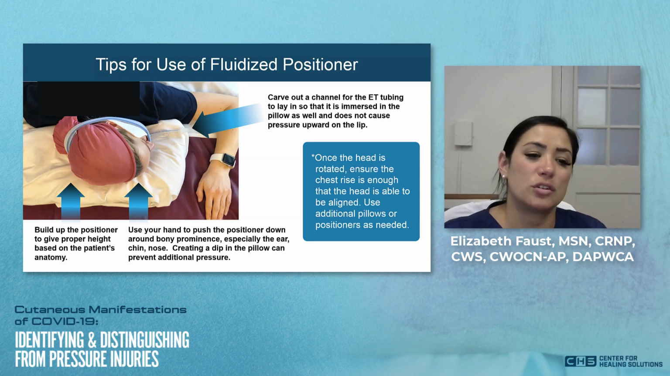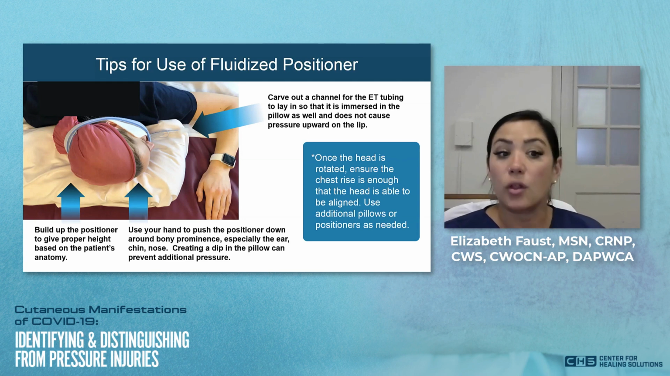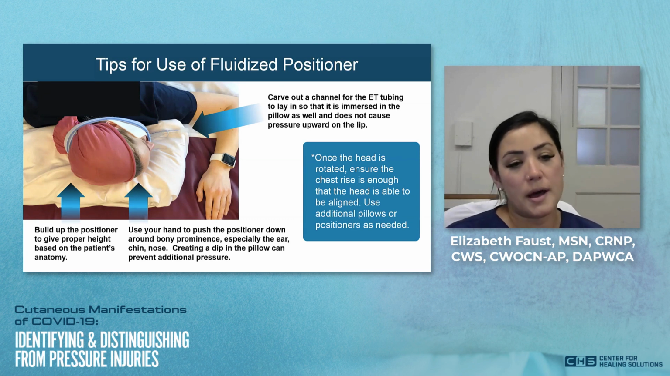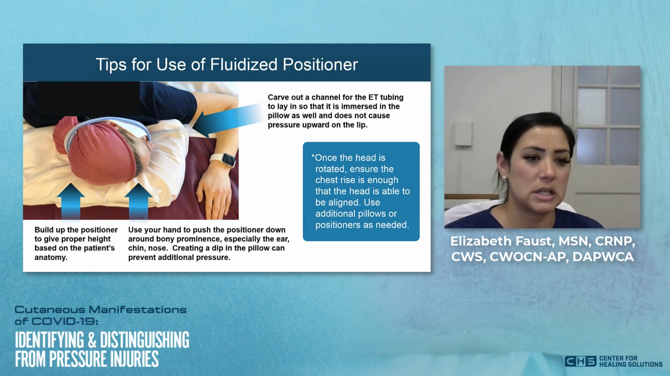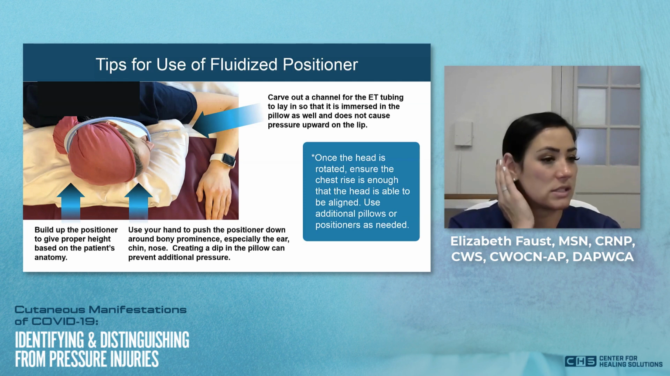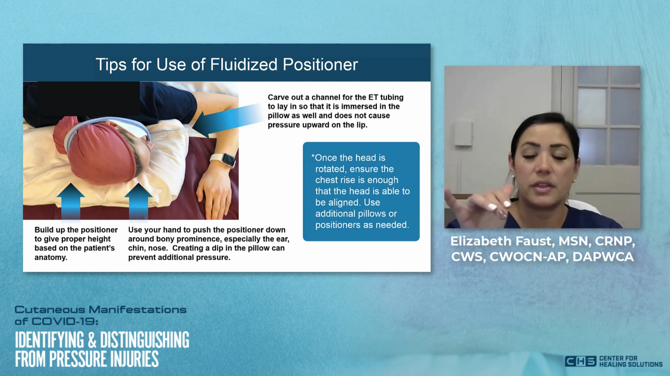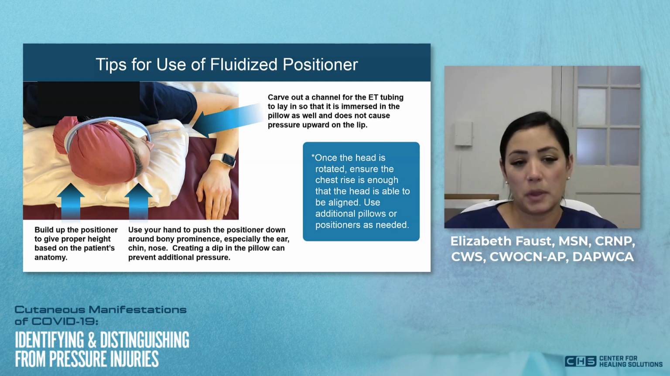Build up the positioner to give proper height based upon the patient's anatomy. Obviously, the larger the patient, the larger the head, the harder it is to move. Use your hand to push the positioner down around bony prominences. So you can actually take your hand and sneak it underneath the patient's head, push down on the positioner to ensure that there's like a carve out for the ear. This creates a dip in the pillow and can prevent additional pressure.